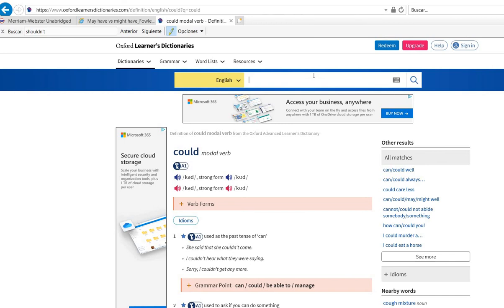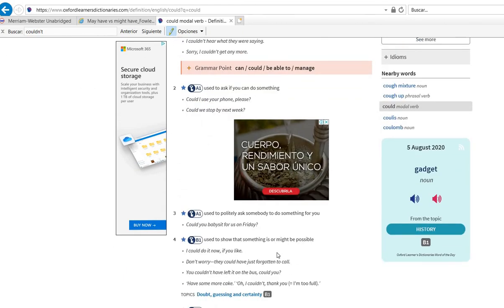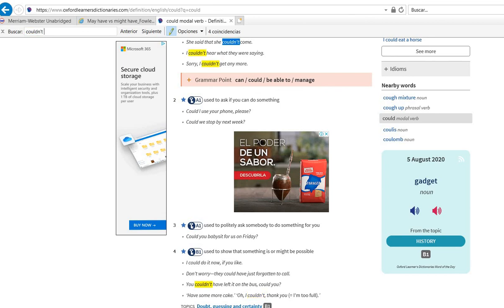Then once again, we can also use could have with comparatives. We couldn't have been happier those days, right? And we use this couldn't have. I couldn't hear. Well, we'll get to those later. You couldn't have left it on the bus, could you? As in possibility, right? This couldn't have happened. And no, there isn't another example.